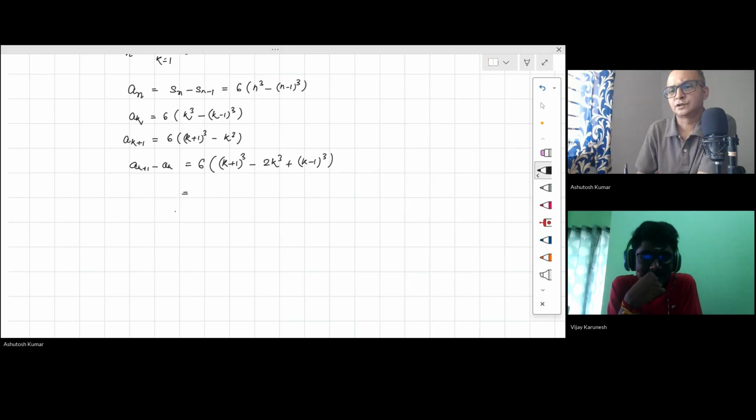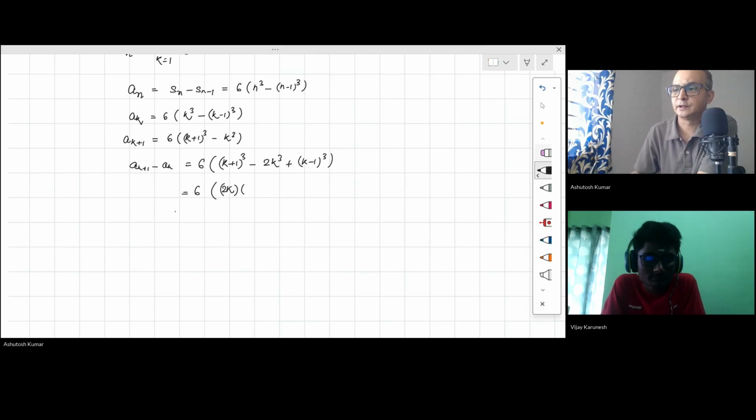Yes. So 6 times, and this is what? A cube plus b cube. Now tell me a cube plus b cube, what we get? (a plus b) into (a square plus b square minus ab). a plus b means 2k, correct? Yes, sir. Into a square.